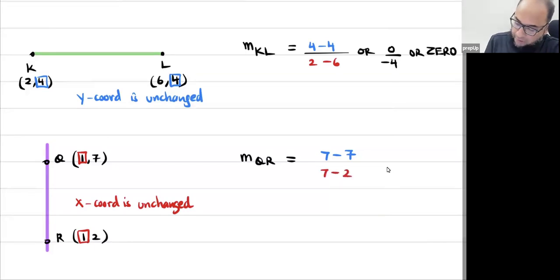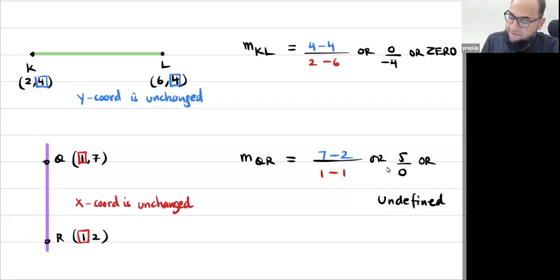This is 7 and 2. Let me just do the correction. I think I got mixed up with the numbers. So this is 7 minus 2. That's the change in Y. There is a change in height, but 1 minus 1 in the denominator. So now let me just draw a black line over here. This is 5 over 0, and this is undefined. When you use a calculator, the calculator will say it's a math error.